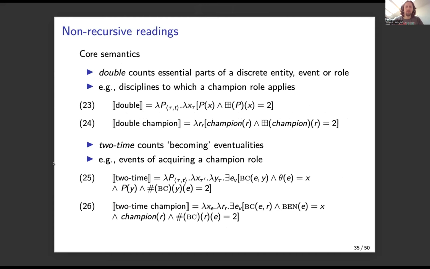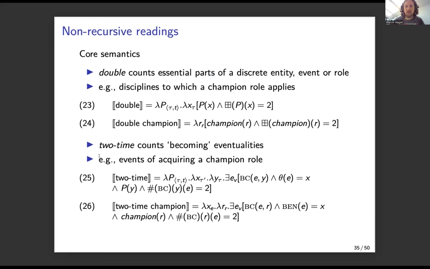Just to remind, double counts essential parts of a discrete entity, event, or role. For example, it would count disciplines to which a champion role applies, right? Discipline being this implicit argument, this essential part of the champion role. So in 24, what we see is that double champion denotes a function from roles to truth values, such that it would yield true if the relevant role is a champion role, and there are two essential parts of that champion role. So this is what it would mean. And of course, then you can shift it to individuals if needed.